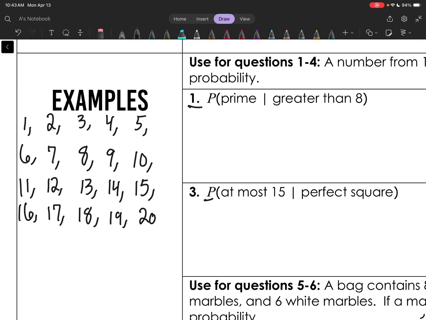So for number 1, find the probability that P is prime given it is greater than 8. So I'm going to find the probability of a prime number greater than 8 divided by the probability of a number greater than 8.